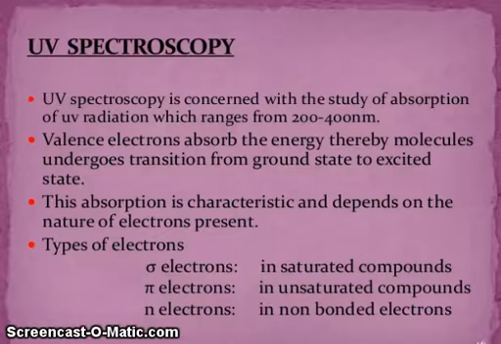So UV visible spectroscopy. UV visible spectroscopy is connected with the study of absorption of UV radiation, which ranges from 200 to 400 nanometer. Valence electrons absorb the energy, thereby molecules undergo transition from ground state to excited state, and this absorption is characteristic and depends on the nature and types of electrons present. Sigma electrons in saturated compounds, pi electrons in unsaturated compounds, and n electrons in unbonded electrons.